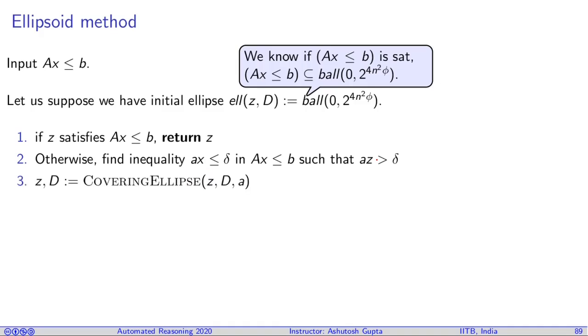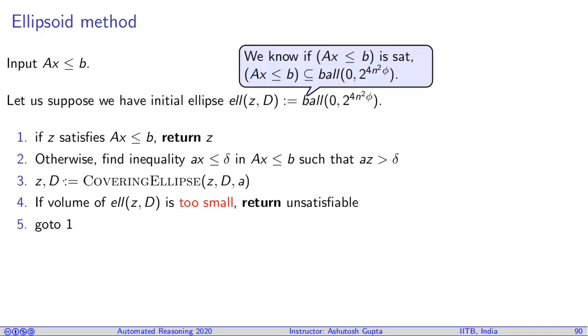How do we do that? We basically find the covering ellipsoid which cuts the ball in the following way: it cuts in the a direction from the center z, and we find a new ball. In this new ellipsoid we update the value of z and the matrix A. And if my ball becomes too small at some point of time, because of the lower bound on the volume of Ax less than or equal to b, we know that my input constraint is unsatisfiable. Then you return unsatisfiable, otherwise you go back.